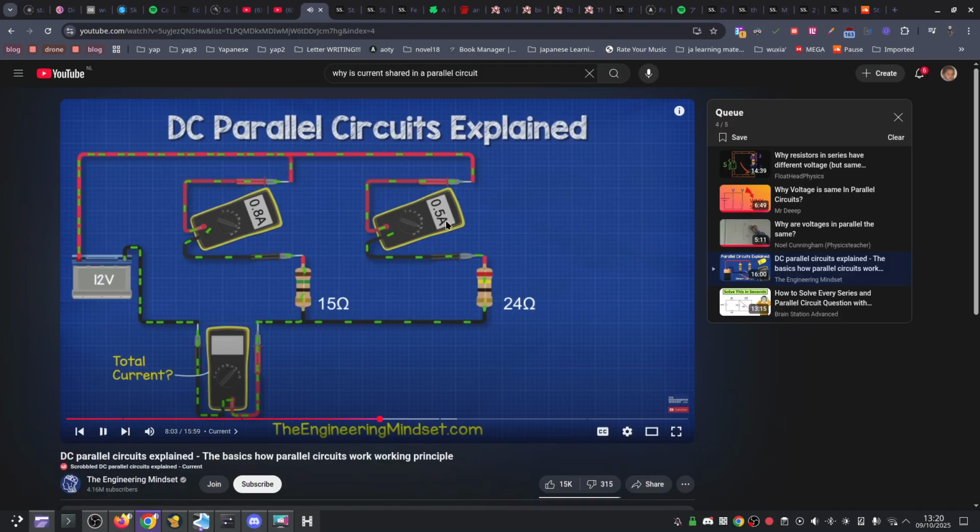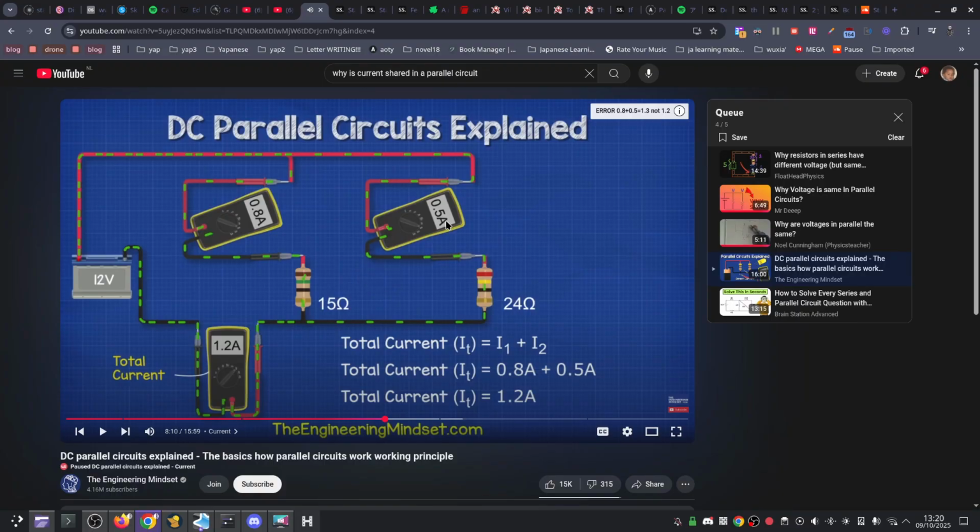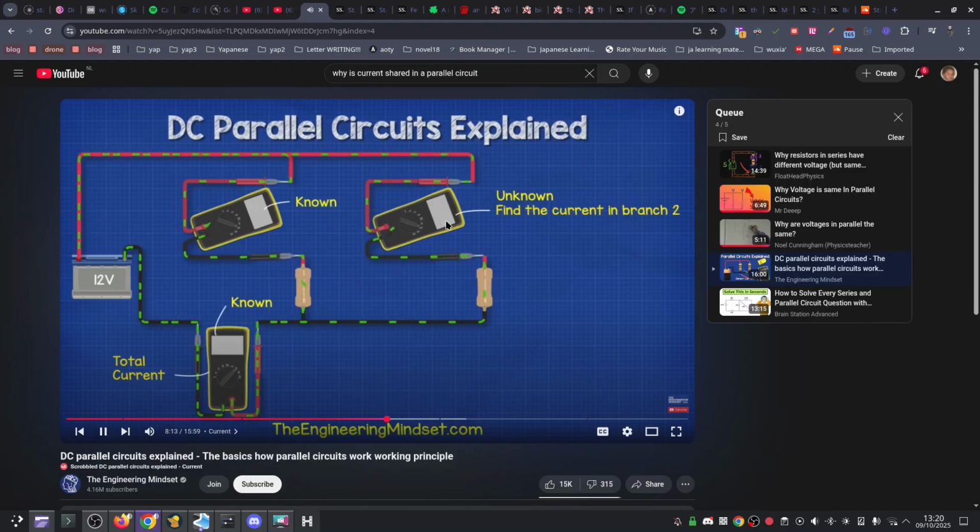Well, we know that the total current in the circuit is equal to the sum of the currents in all the branches. Therefore, 0.8 amps plus 0.5 amps is 1.3 amps. What if we know the total current and the current in one branch?